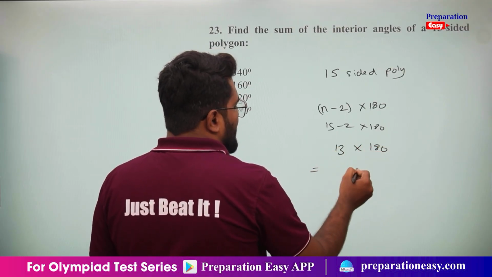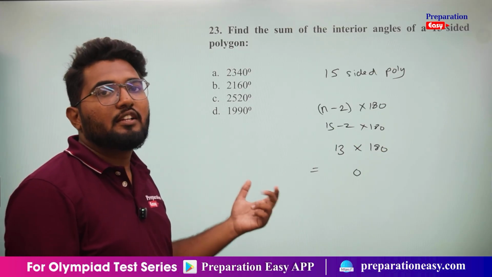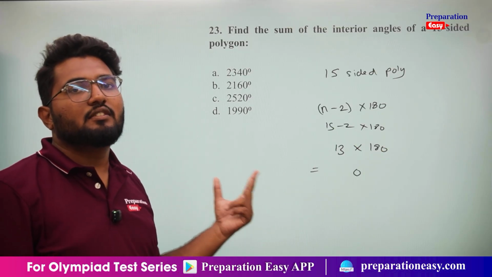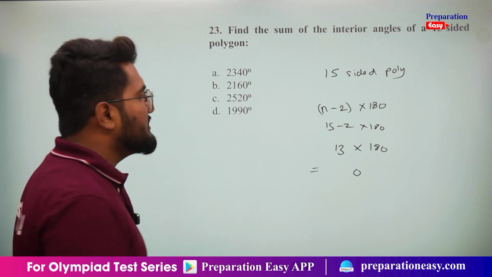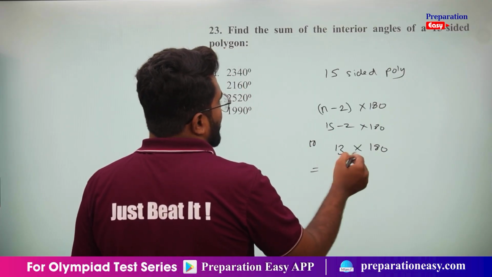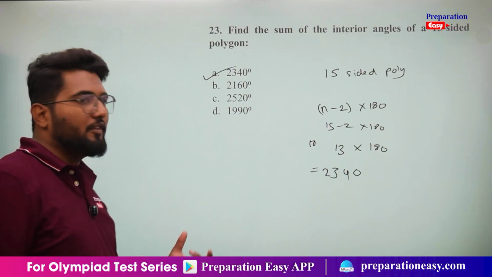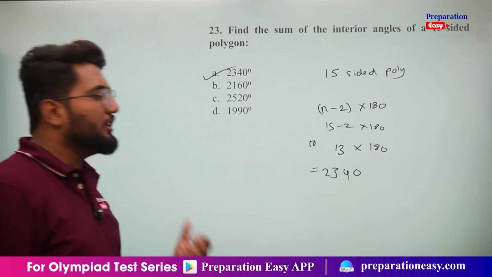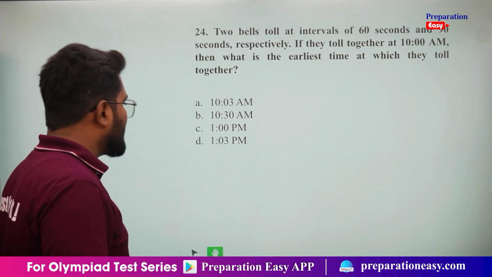13 zeros are 0, 13 fives are 65, 13 sixes are 78, 13 sevens are 91, 13 eights are 104. 4 carry 10, 13 ones are 13 plus 10, 23. So the correct answer will be option A, that is 2340. Okay. Let's move towards the next question.